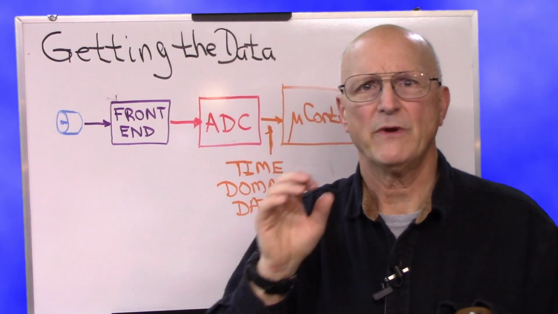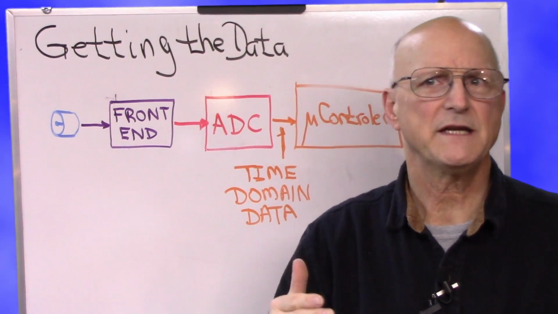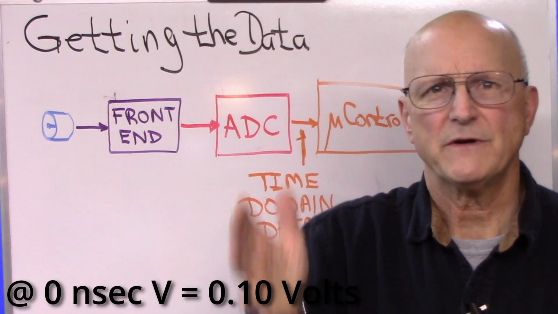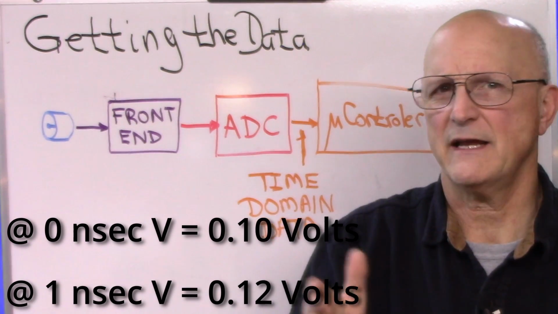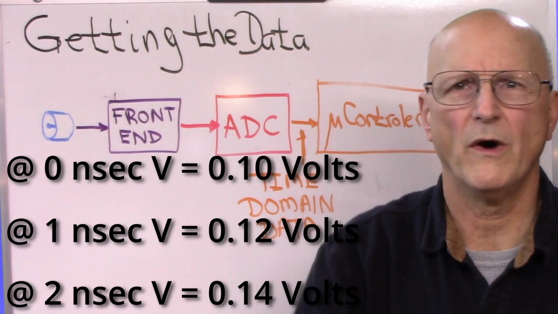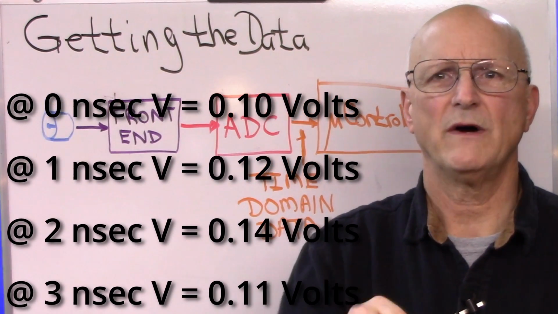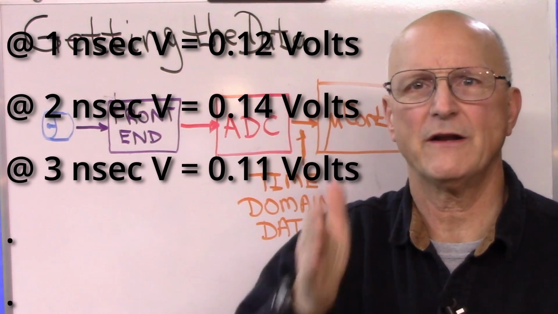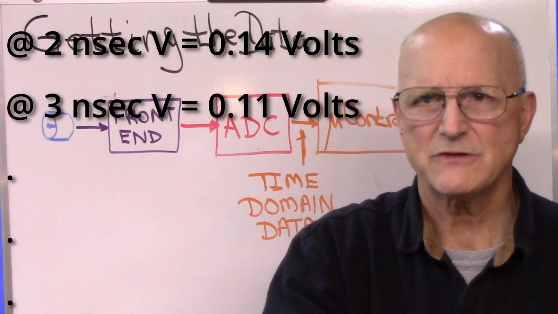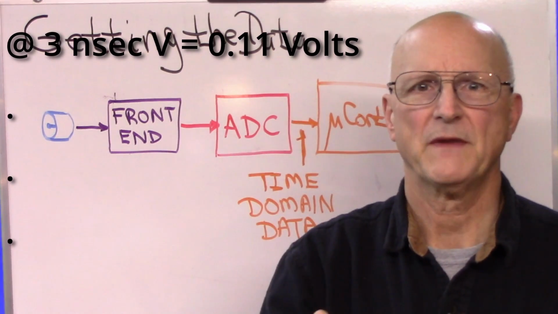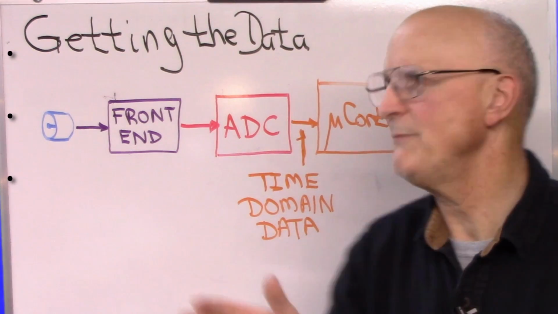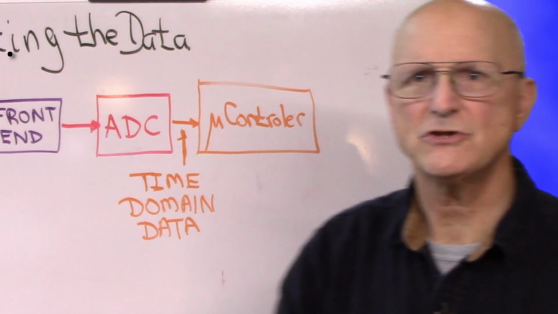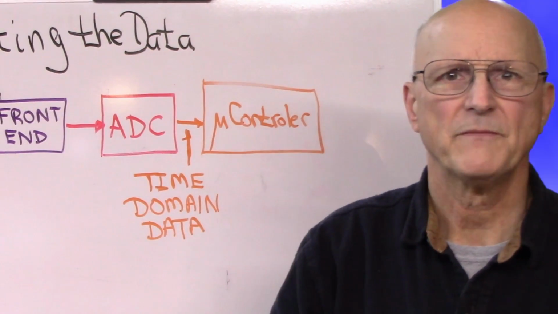That is to say, it records the amplitude of what it is hearing in discrete steps of time. So for instance, at time equals 0 seconds, the amplitude might be 0.1 volts. At time equals 1 nanosecond, the amplitude is 0.12 volts, and so on and so forth. Regular, discrete steps of time. It is a continuous stream of time domain data that it provides to the internal microcontroller.